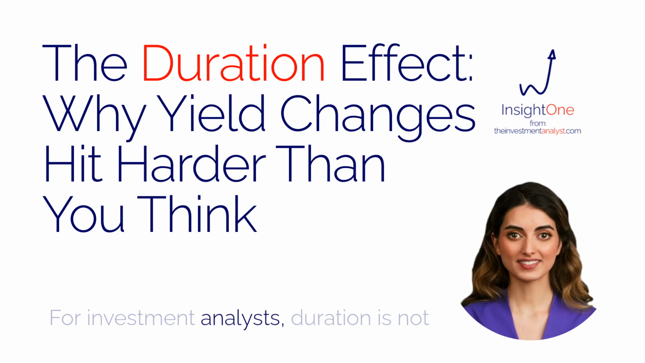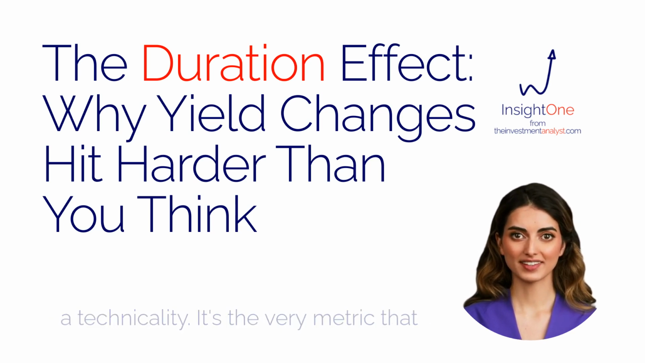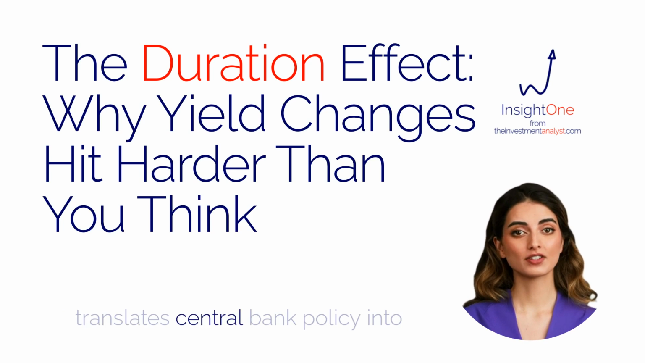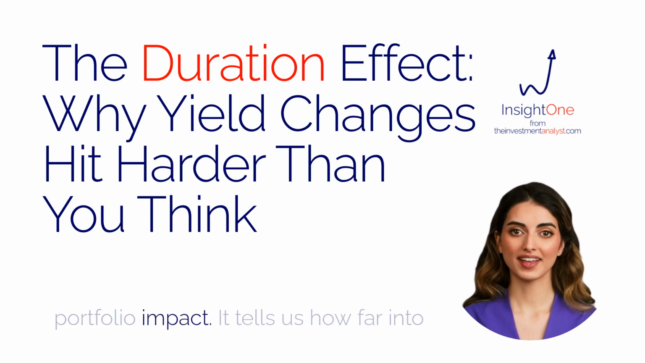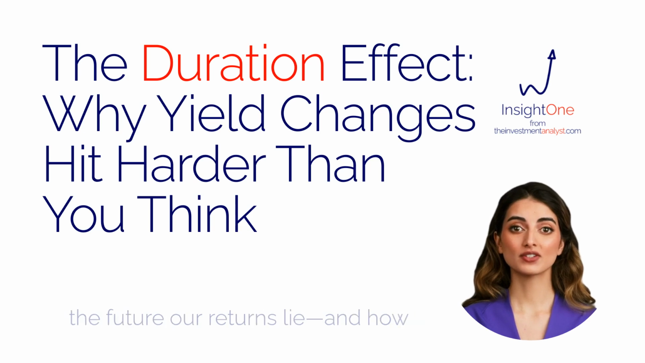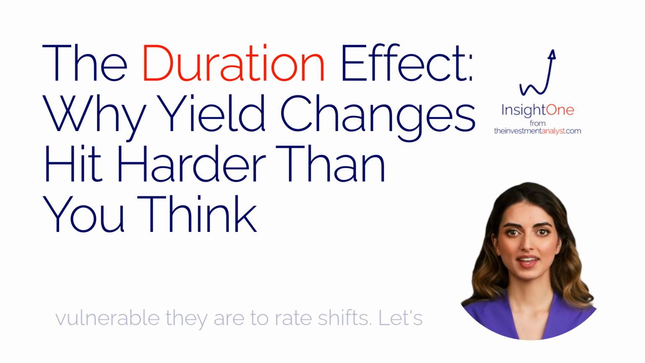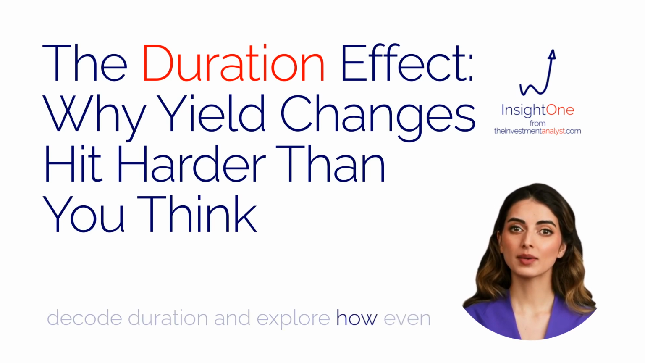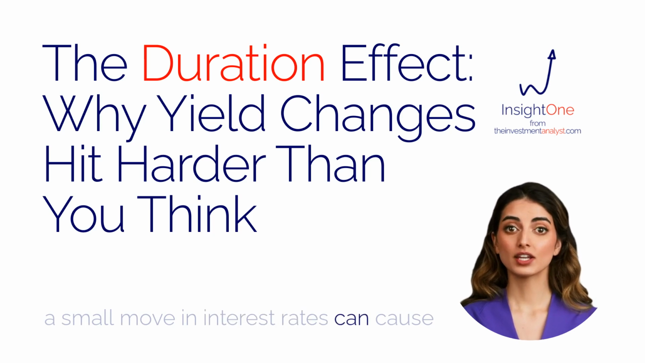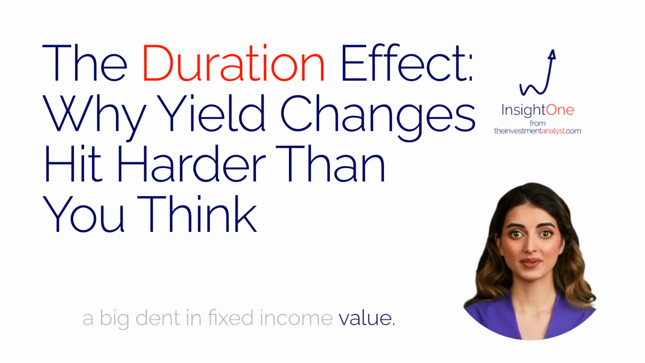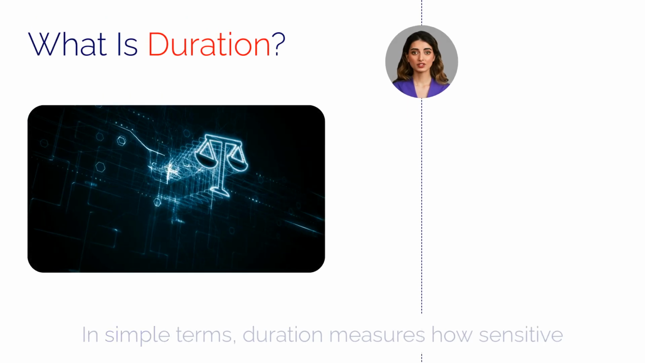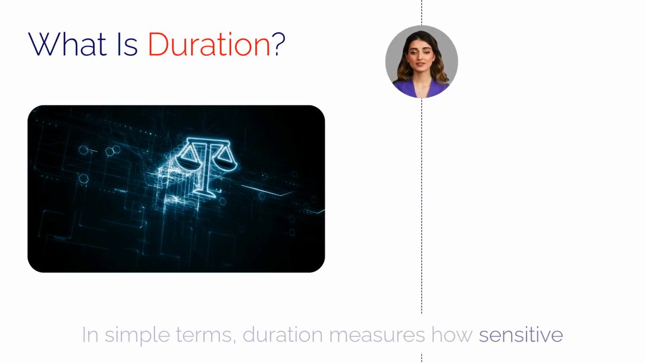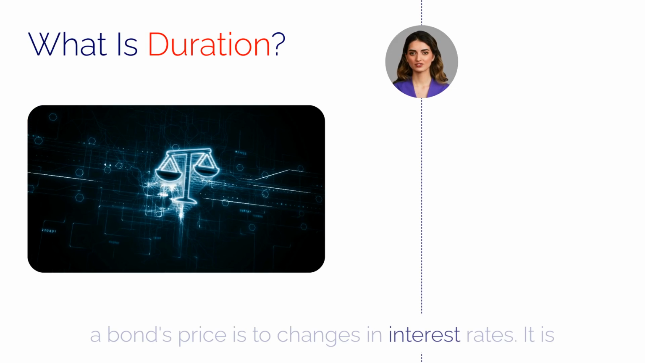For investment analysts, duration is not a technicality. It's the very metric that translates central bank policy into portfolio impact. It tells us how far into the future our returns lie, and how vulnerable they are to rate shifts. Let's decode duration and explore how even a small move in interest rates can cause a big dent in fixed income value. In simple terms, duration measures how sensitive a bond's price is to changes in interest rates.